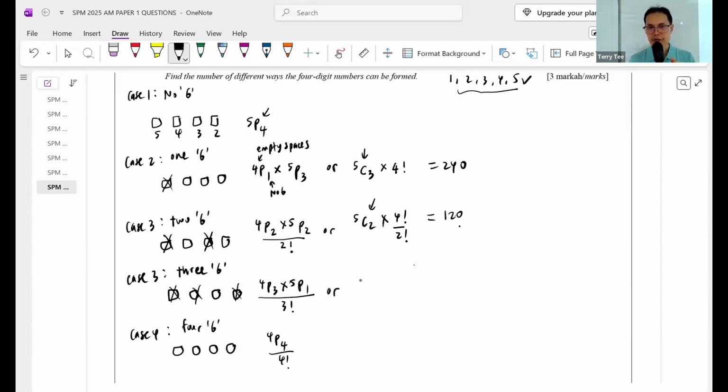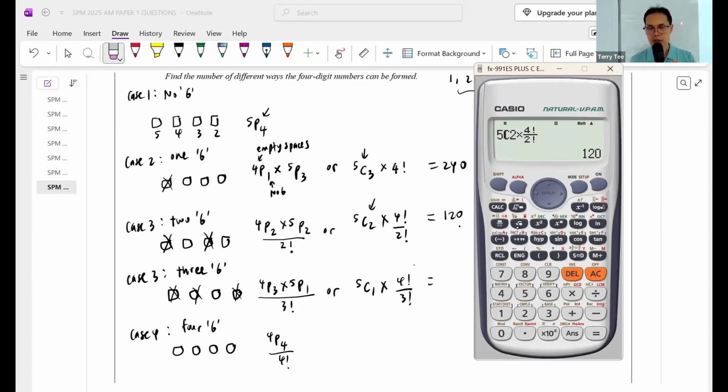Okay, next one, this one is the same. I choose first, from the 5 others I choose 1. I combine with 3 number 6s. For example, I can choose number 4, then I put 3 sixes. How many ways to arrange this? 4 factorial over 3 factorial, so it's basically 5 times 4, which is 20. Again, you can choose method 1 or method 2.